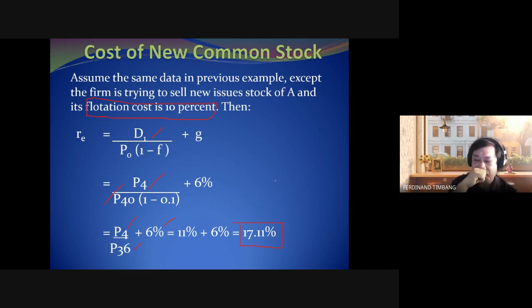If you will notice, class, when there is a flotation cost, the cost of common stock is higher, because the denominator gets smaller due to the flotation cost. This is the situation where we have a flotation cost. Naturally, when you issue common stock, you have the flotation cost, unless you're going to use retained earnings, then there's no flotation cost, because it is internal financing.